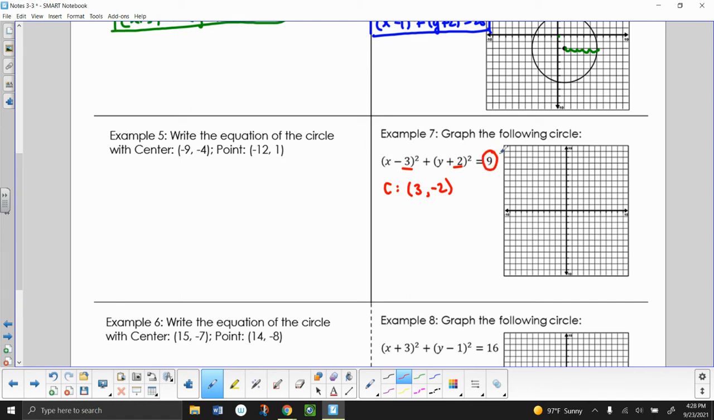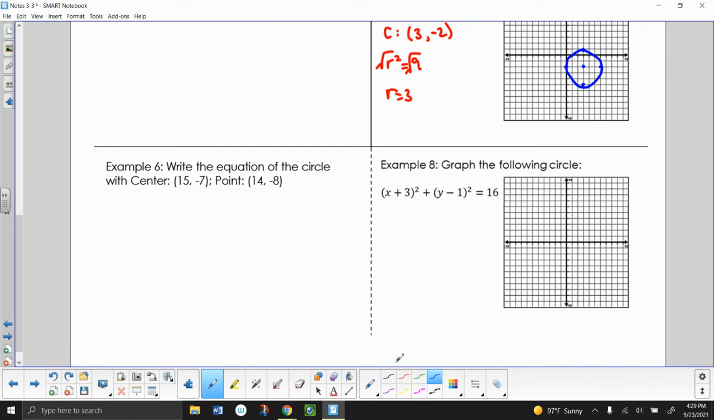And remember that this number represents r squared. So if r squared is equal to 9, we just have to take the square root to get the radius. So the radius is going to be 3. To graph this, we're going to put a dot at (3, -2). The easiest way to graph this using the radius is to go over 3, down 3, to the left 3, and up 3. Oops, that's too much. Up 3 should be right here, and then from there we can connect it into a circle, roughly.